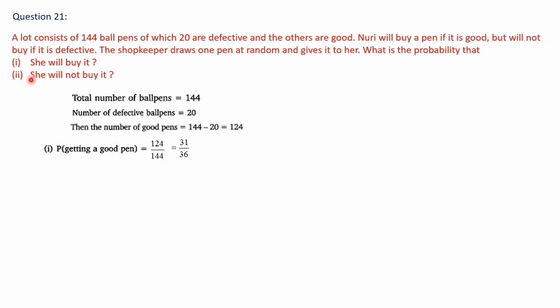Then she will not buy it. She will not buy it in the sense that if the shopkeeper is giving a defective pen, she will not buy. So the question changed like this: the probability of getting a defective pen. Probability of getting a defective pen means the favorable outcomes are the defective ones, that is 20. So 20 divided by 144, that is the probability. 20 is our favorable outcome, 144 is the total outcome. Here when we cancel with 4, 5 times 4 is 20, so 5 divided by 36. 144 divided by 4, previously also we have cancelled, is 36. Same number we can write, 5 divided by 36.